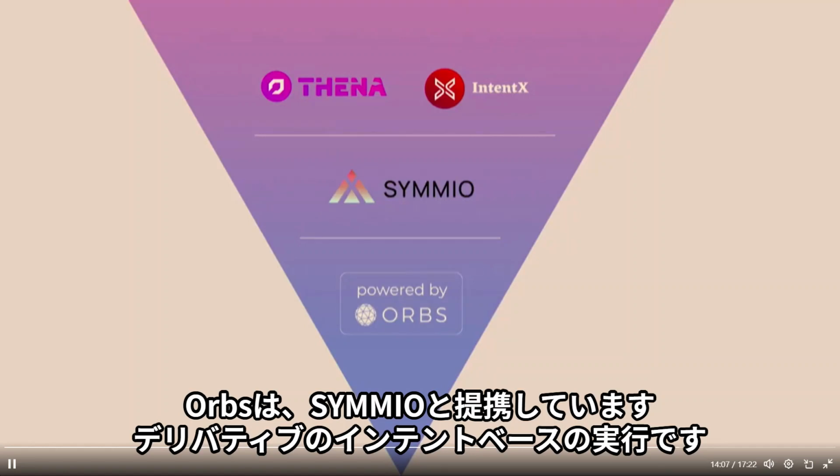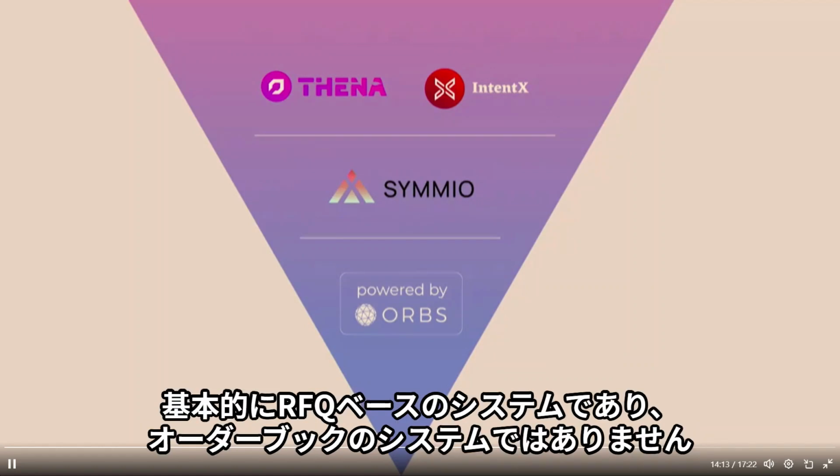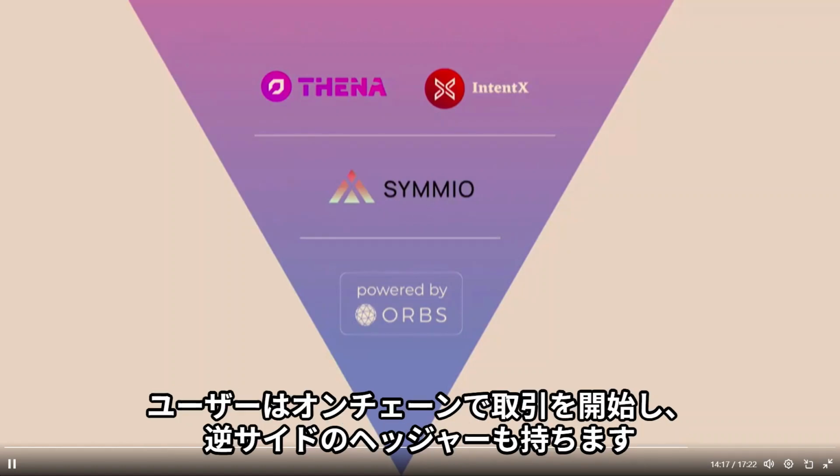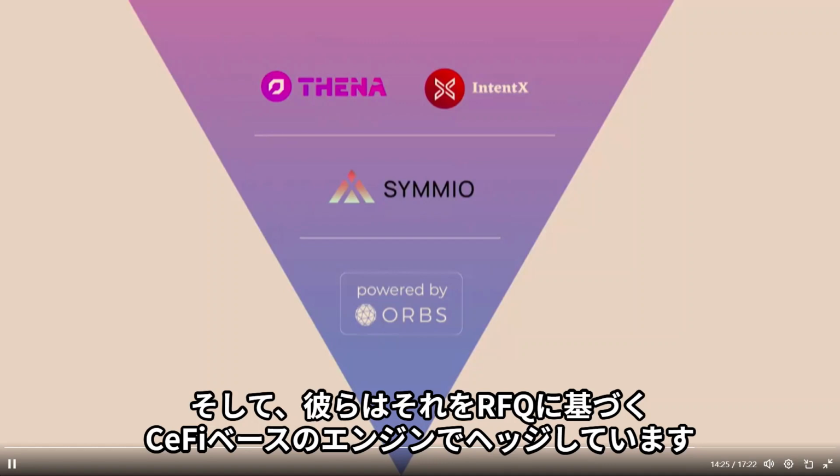And for this reason, we have a partner with a project called SIM.io. I'm not sure if you know them. SIM.io are doing intent-based execution for derivatives. So essentially, it's an RFQ-based system and not an order book system. But users can go on chain, open interest, open a trade, and then you have hedgers who are taking the other side of the trade, and they hedge that against CeFi based on RFQ. SIM.io is the engine for it.